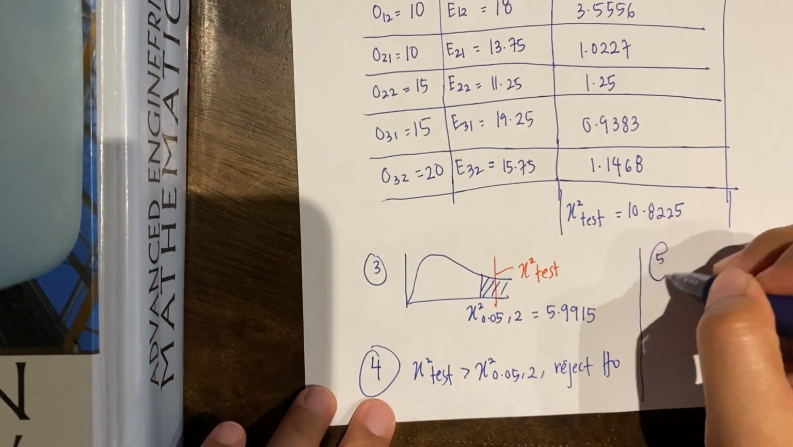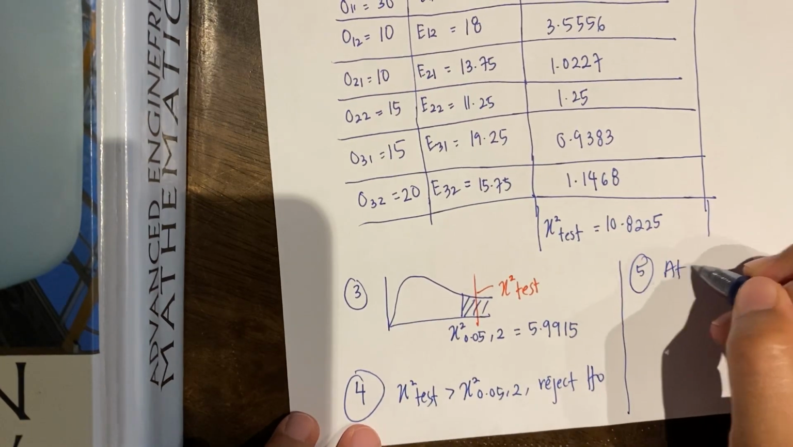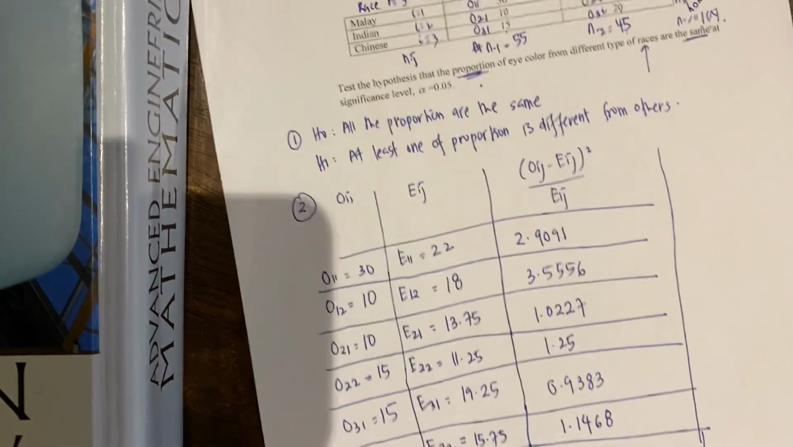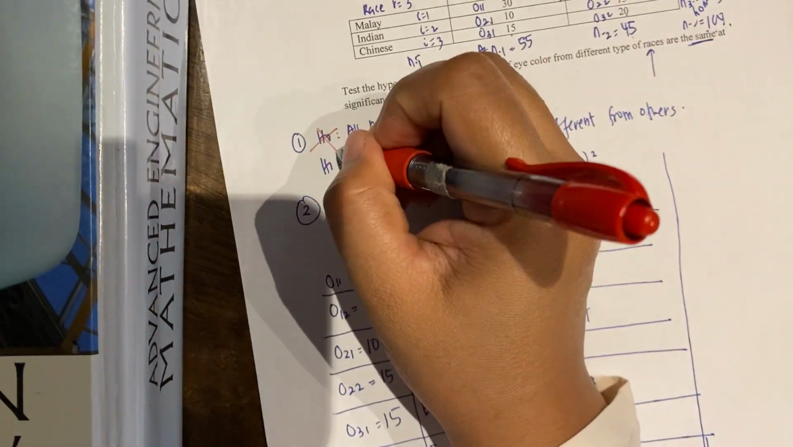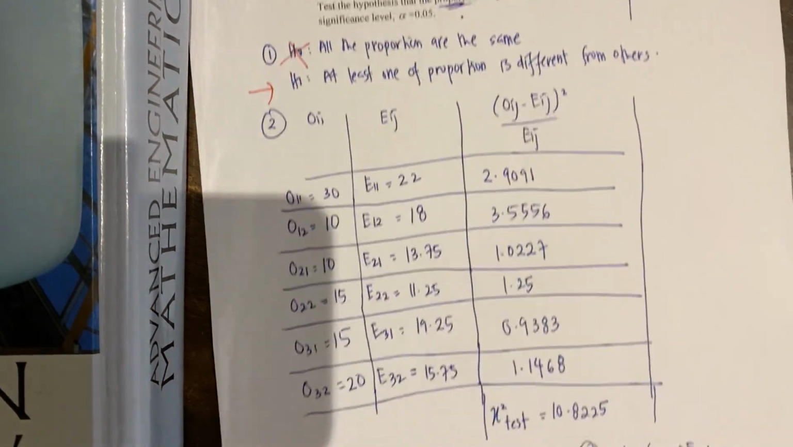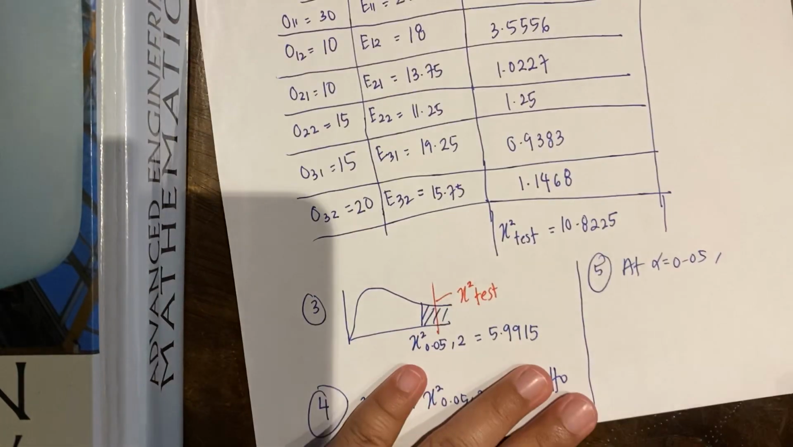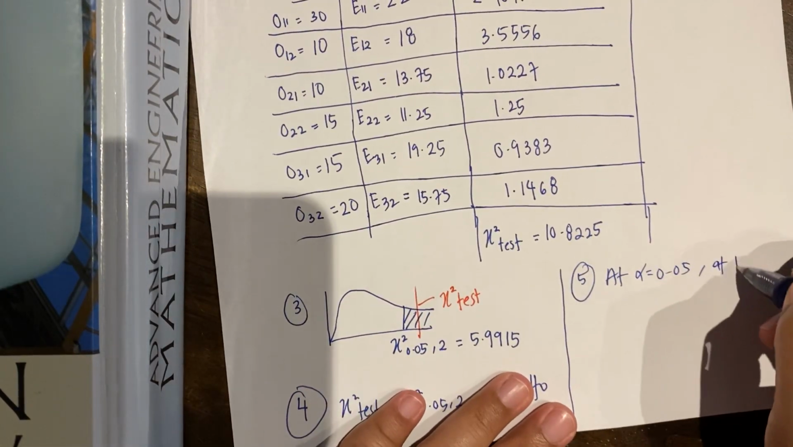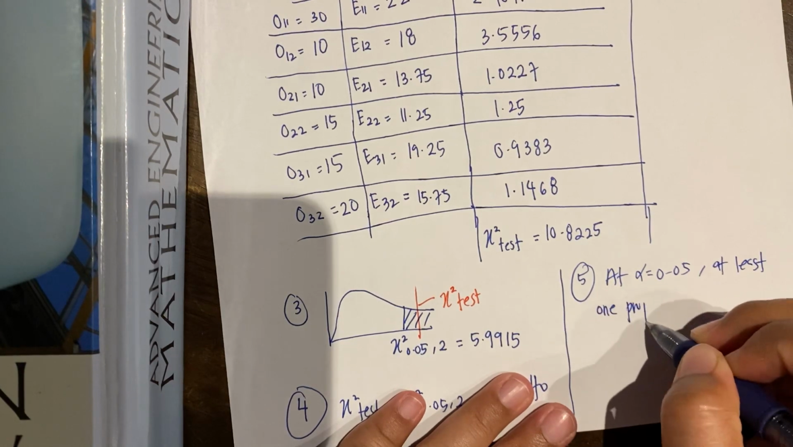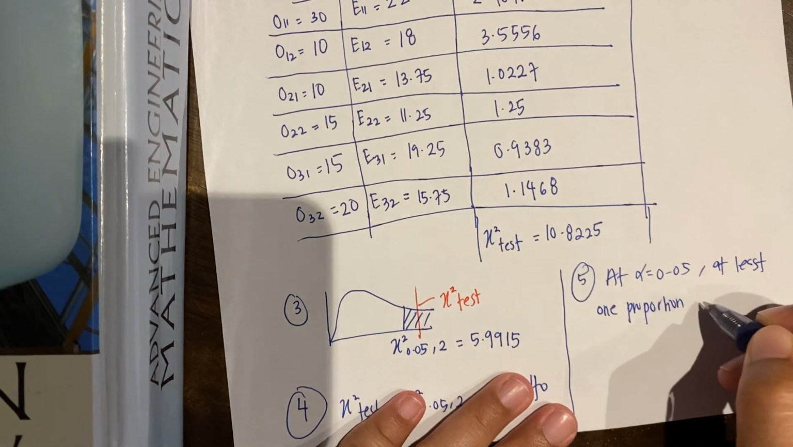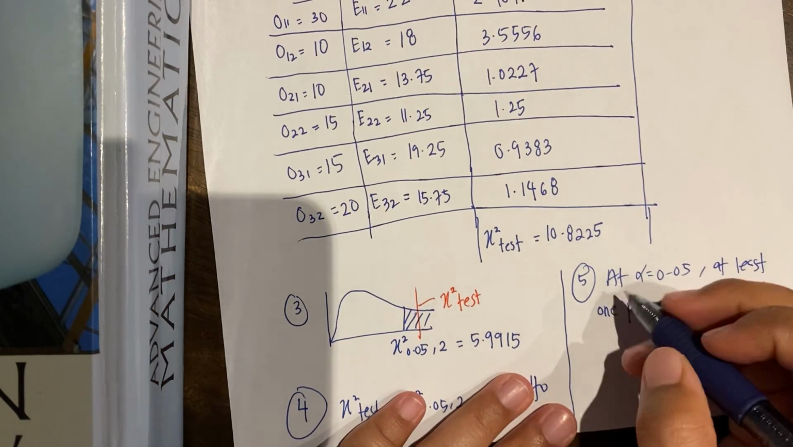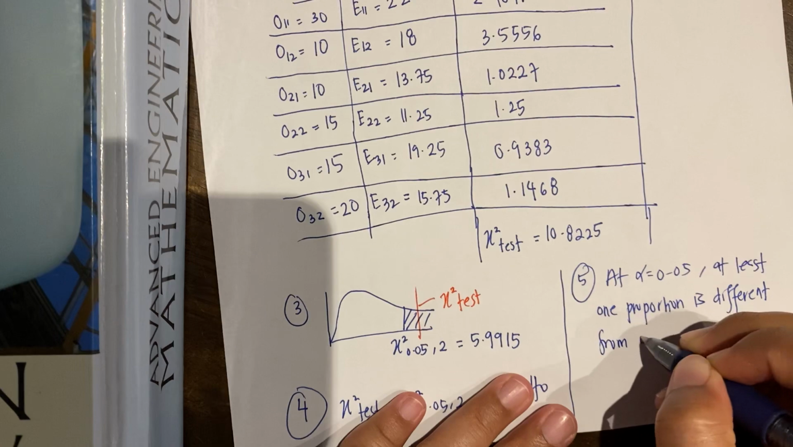Okay, so conclusion here, as I say, you just write which statement that you support. So reject H null means that we say no to the H null. We do support the H1. So you can write here at alpha 0.05, at least one proportion is different from others.